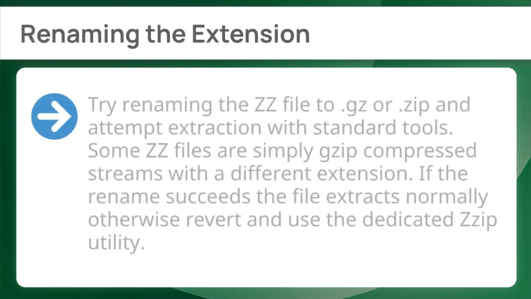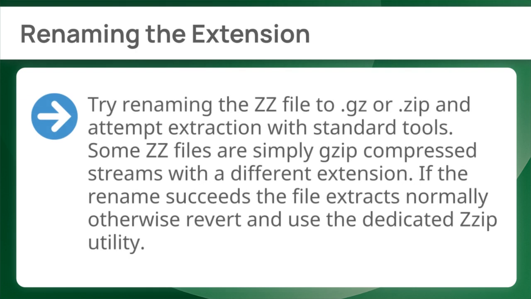Finally, renaming the extension. Try renaming the ZZ file to .gz or .zip and attempt extraction with standard tools. Some ZZ files are simply GZIP compressed streams with a different extension. If the rename succeeds, the file extracts normally; otherwise, revert and use the dedicated ZZIP utility.